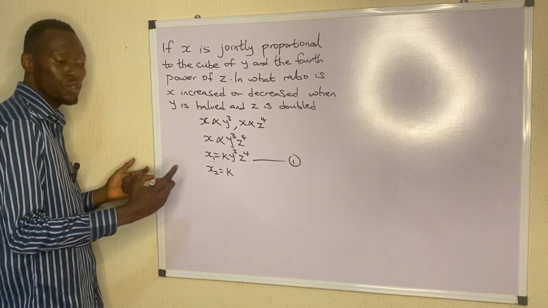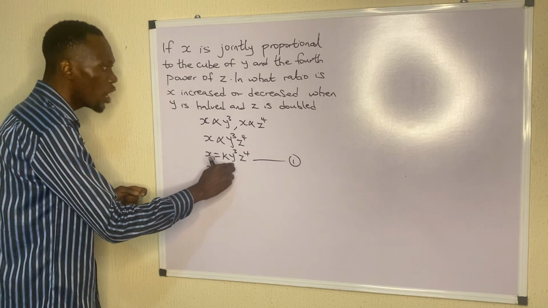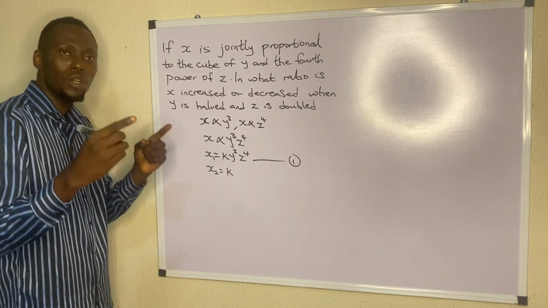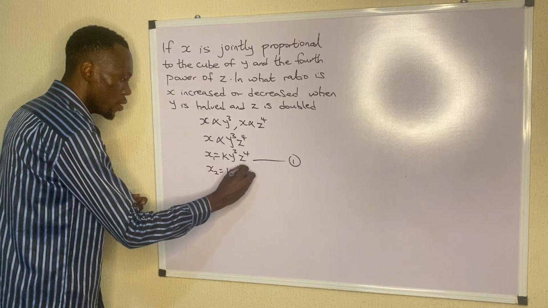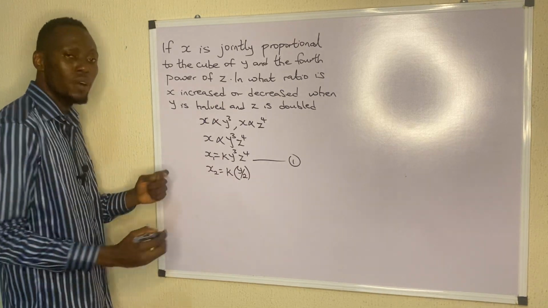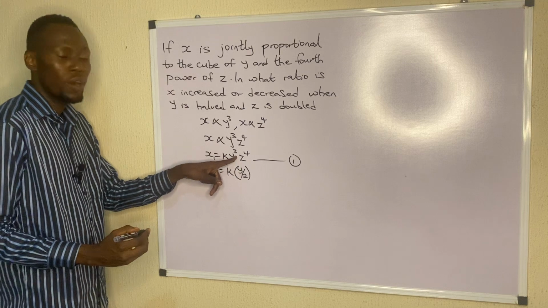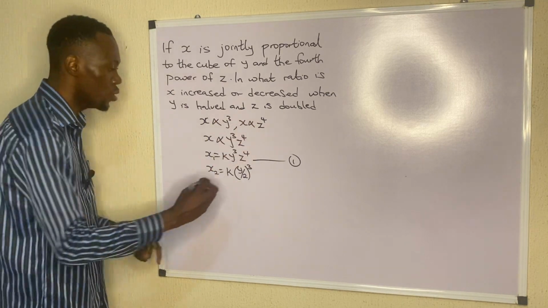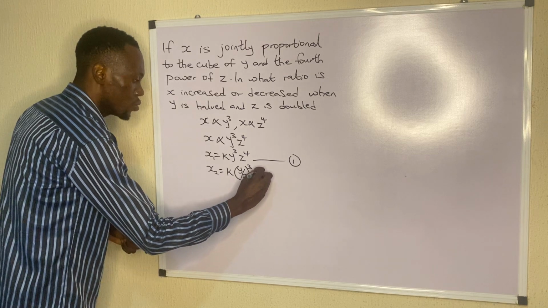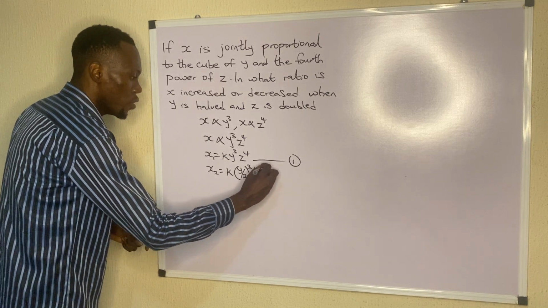Are we together? Because we are talking about ratio. Now, when y is halved, it means that we are dividing y by 2. So this will give me y over 2. But remember, there's a power of 3 on y, so we raise everything to the power of 3. And we are told that z is doubled, so this will be 2z raised to the power of 4.